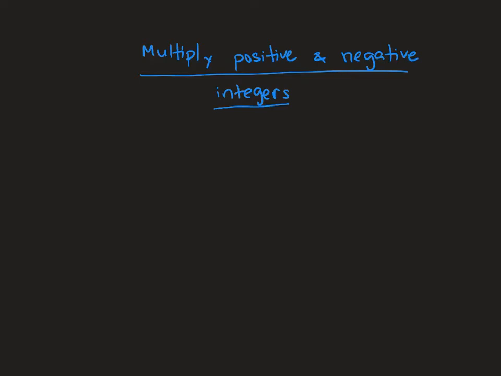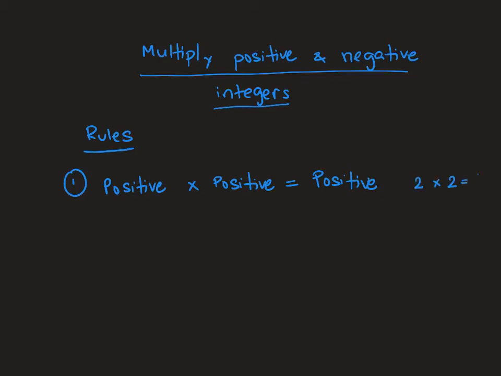So here's one thing that you could write down, and it's actually really good if you take a screenshot, because these are the rules for multiplying positive and negative integers. Everyone has to go through this, you guys. Here we go. First rule. This is kind of obvious. A positive times a positive equals a positive number. So positive 2 times positive 2 equals positive 4.